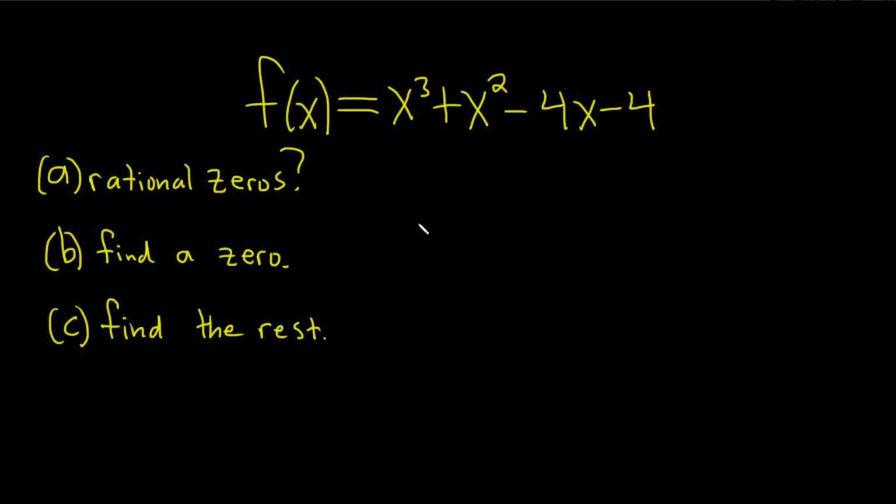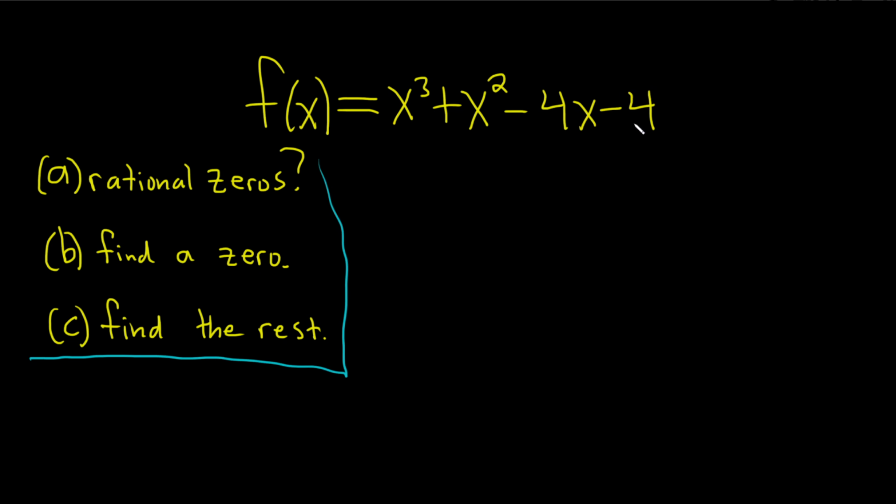Hi everyone, in this problem we have a polynomial function and we have a three-part question. Part A wants us to find the rational zeros, part B wants us to find a zero by testing the rational zeros, and then part C wants us to find the rest using our previous answers. So let's go ahead and follow the directions and just go through it fairly easily.